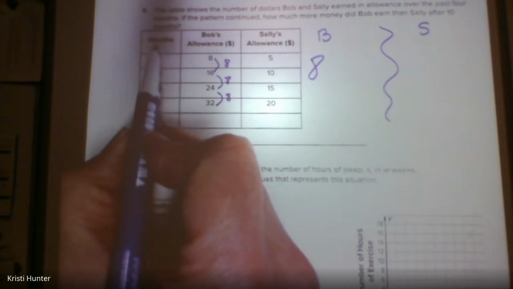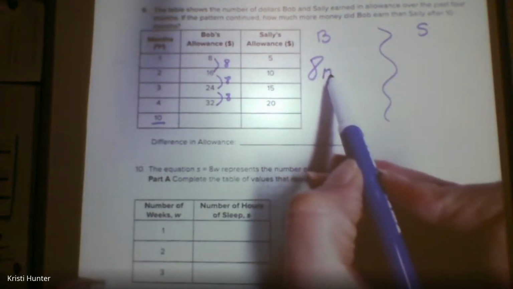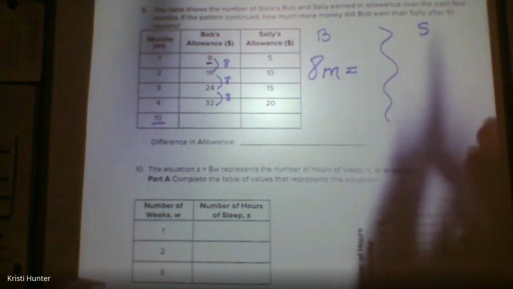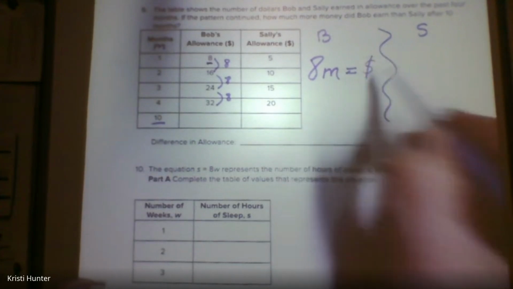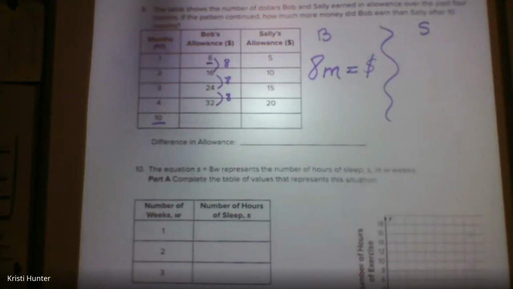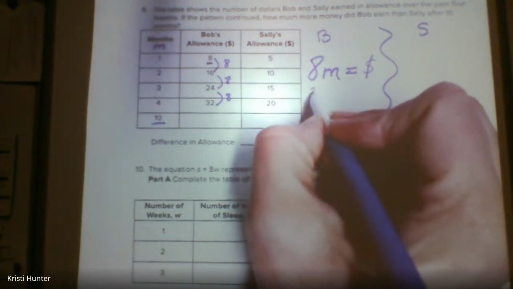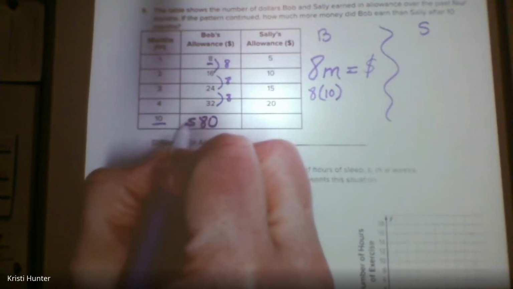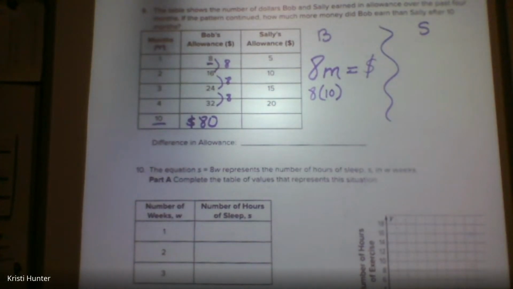And I guess month could probably just be an M there. It didn't give me a variable. And I know 8 is what I was supposed to get out. So it's just a 1-step equation. And that's going to give me, I'll just use money because it didn't tell me what his allowance is. Or I could use A, I guess, whatever the variable is. So let's think about Bob real quick. If Bob does this for 10 months, he should have $80 then. So that'll be Bob's allowance after 10 months.